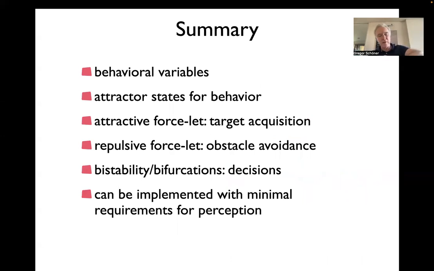Okay, so that closes this part of the lecture course where we talk about this very simple low-level behavioral dynamics. So the behavioral variable was just heading. Again, in all of these robots, there's actually the second variable, speed, which I didn't explain, but it will be in the papers that you have a chance to read. And we create the dynamics from attractors, attractive forcelets versus repulsive forcelets, and the bifurcations to the decisions. And it can be made with minimal perception when we do the subsymbolic approach.